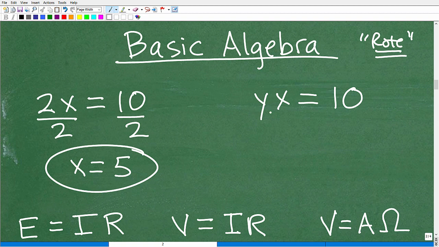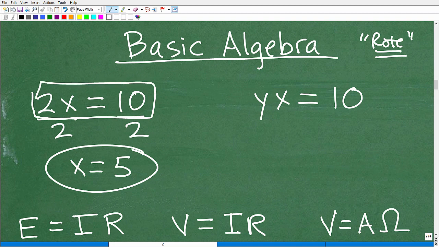All right, so let's go ahead and take a look at another example. y times x equals 10. All right, so let's say, hey, I want you to solve this equation for x. In other words, I want you to rewrite this equation as x equals. In other words, I want you to rewrite this situation, y times x equals 10, in a different way, such that you have x by itself on the left-hand side.